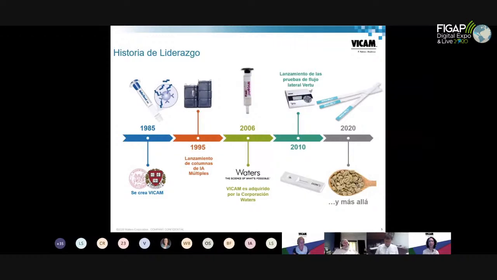The most recent line of products that Vicam has developed is a line for lateral flow strip testing for mycotoxins.